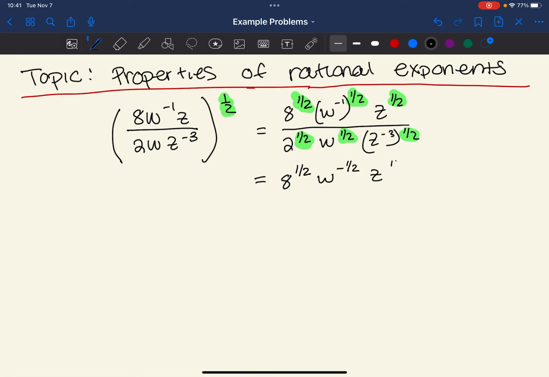And then z to the 1/2 over 2 to the 1/2, w to the 1/2, and then z to the negative 3 to the power of 1/2 means we multiply, so this is z to the negative 3/2.